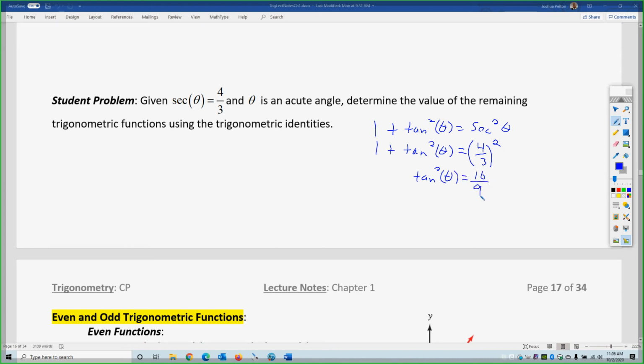ninths, and this is going to be 9/9. So we're going to subtract 9/9 from that. So we have tangent squared of theta equals, that's a 9, right? So we have what, 7/9? Okay, we'll square root both sides.